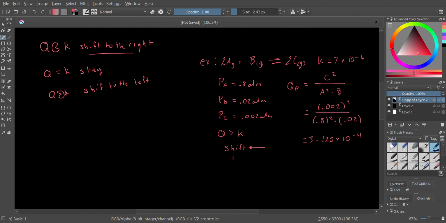In this case, since we're shifting to the left, that means we're making more reactants, not more products. So our reactants would increase and our products would decrease in concentration.